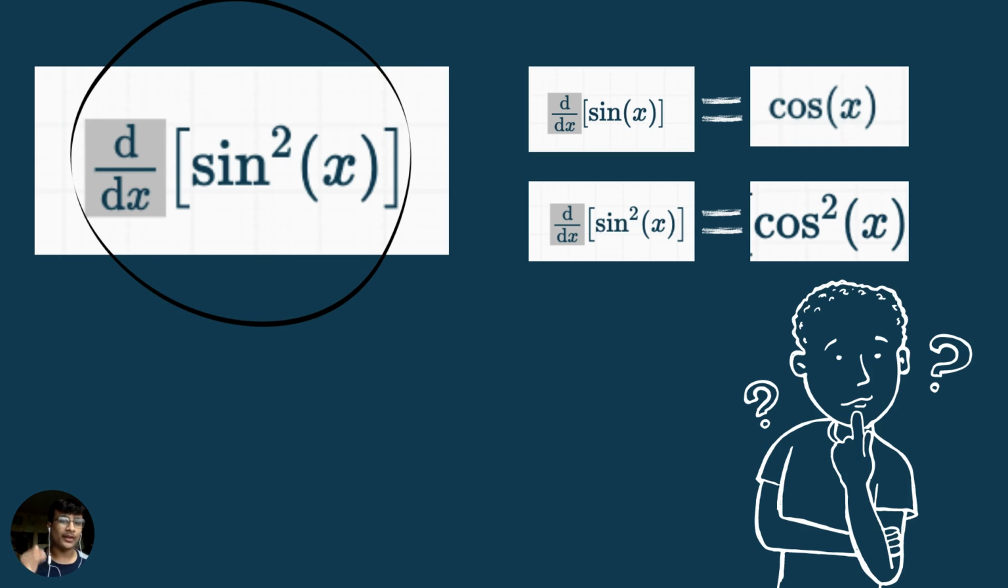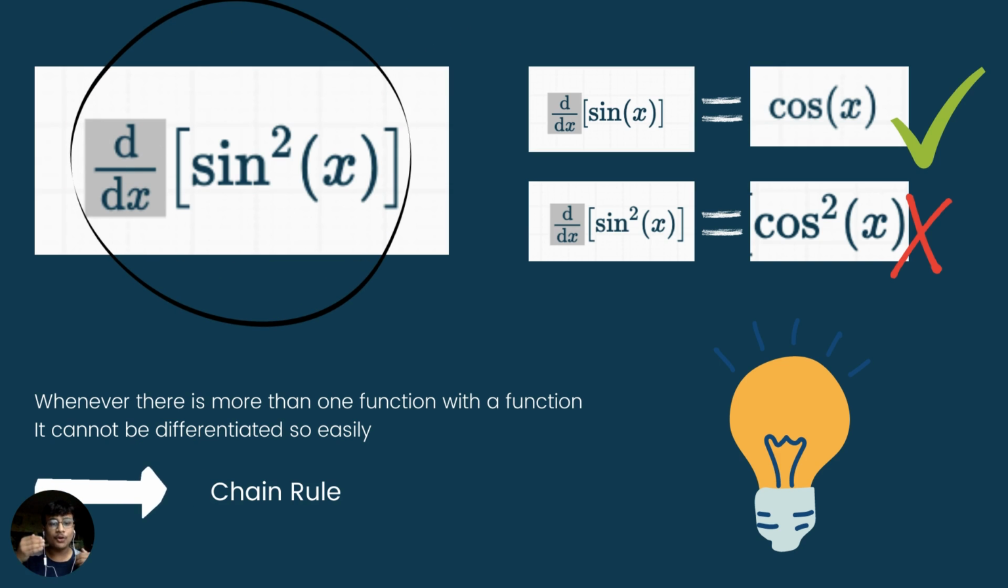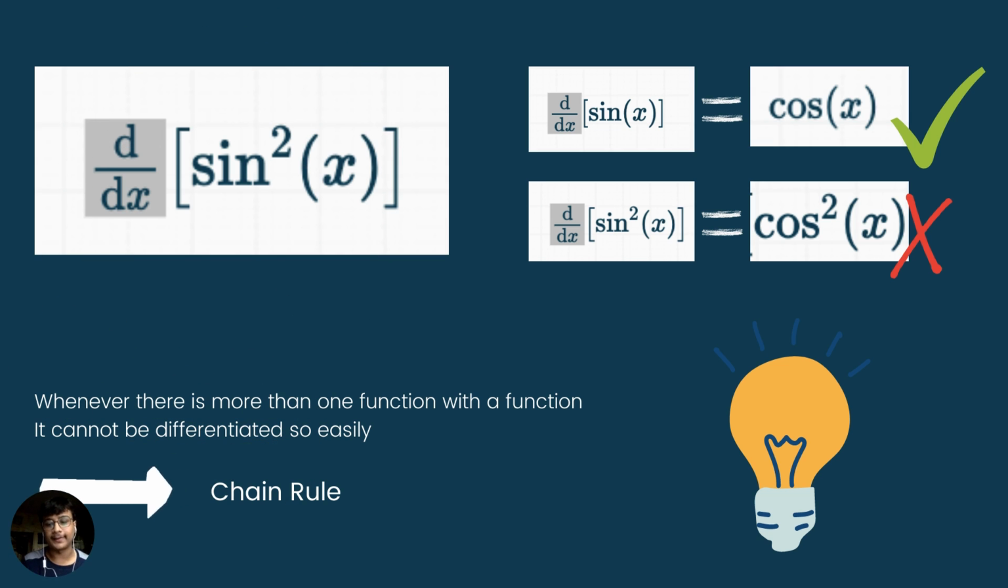Now coming to the main question, when we're differentiating sin square x, what would be the answer? We know when we're differentiating sin x, it's cos x. But when we're differentiating sin square x, what would be the answer? Will it be cos square x? No. So that's why we're gonna understand the concept of chain, how chain rule happens, what all process we go through. So whenever there is more than one function with a function, it cannot be differentiated so easily.